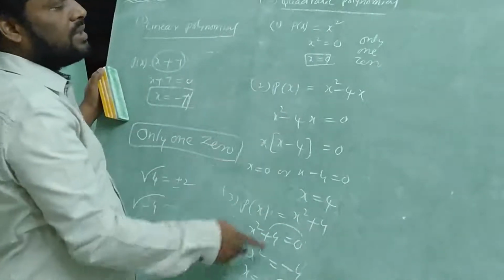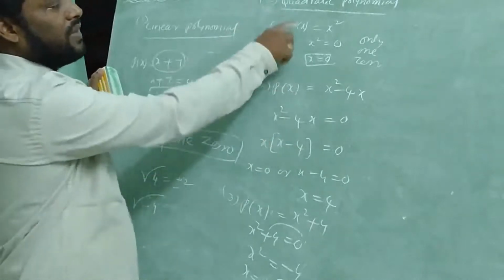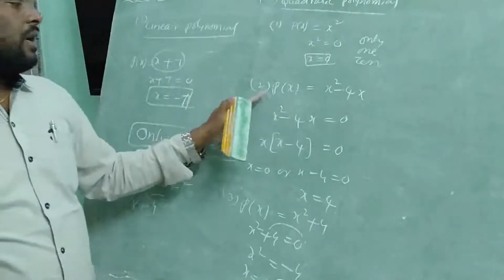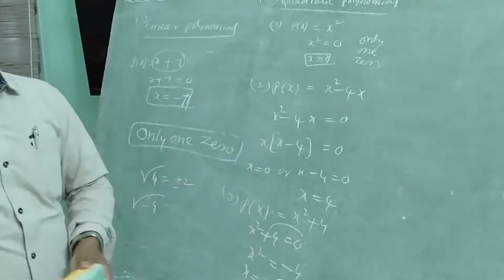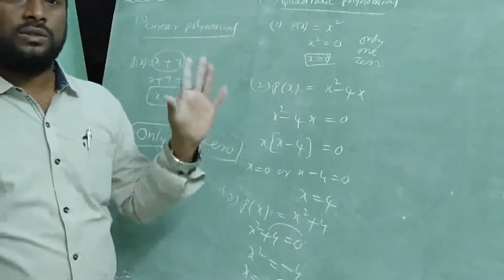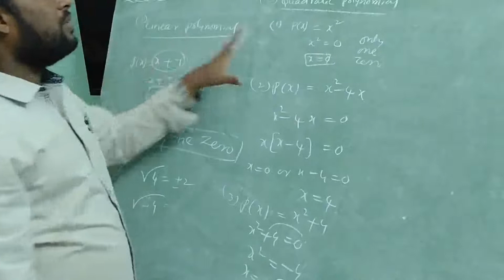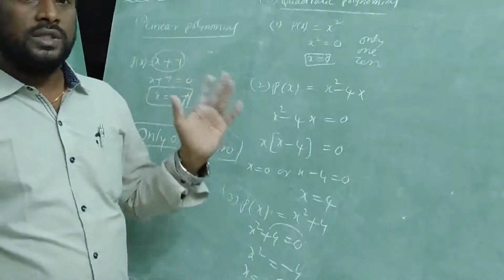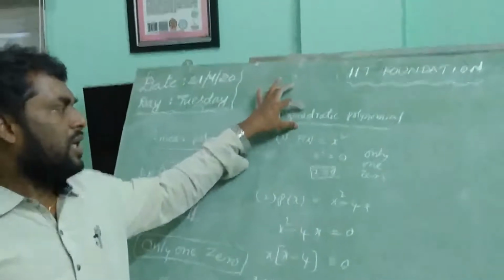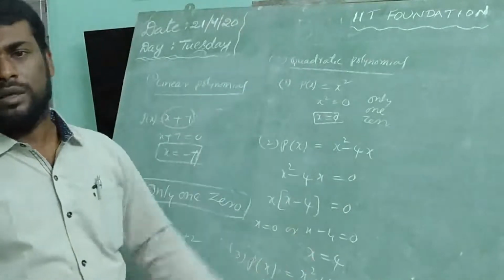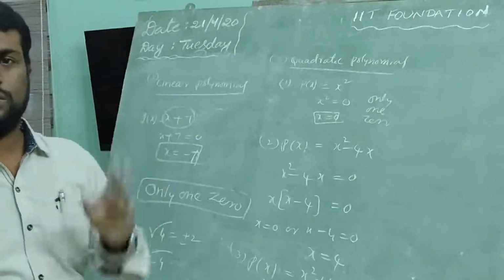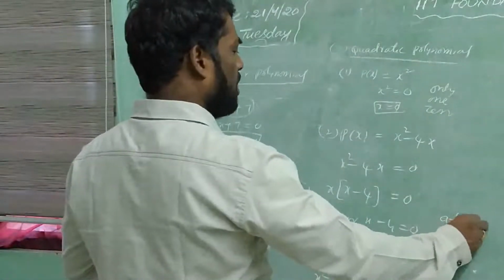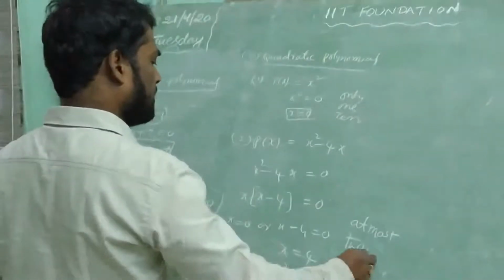So in these three cases, these quadratic polynomials have different types of zeros. In the first case, it has only one zero. In the second case, it has 2 zeros. But in the third case, it has no real zeros. So from this, what do you notice? Different types of quadratic polynomials have different kinds of zeros. So finally we conclude that a quadratic polynomial has at most 2 zeros.